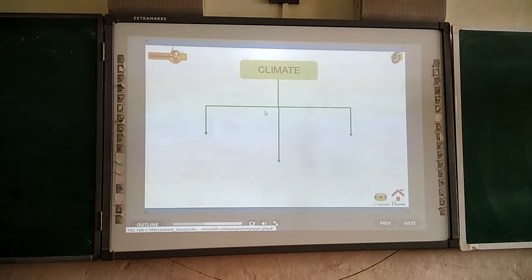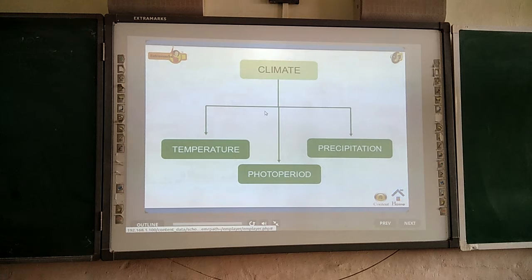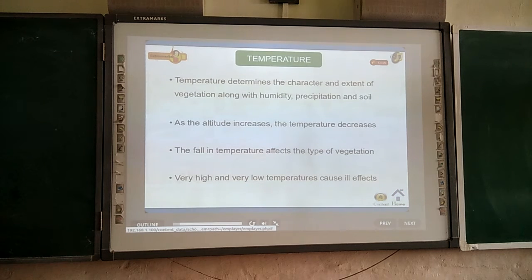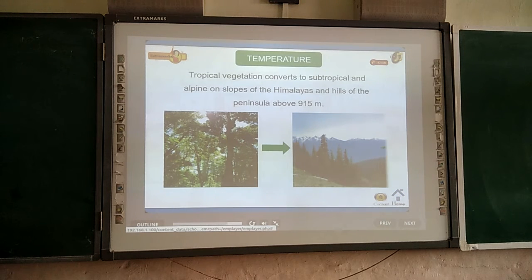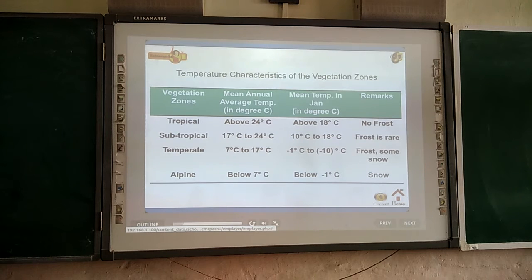Now, let's discuss the three climatic factors, that is, temperature, photoperiod, and precipitation, which affect the growth of vegetation. Temperature. Temperature determines the character and extent of vegetation along with humidity, precipitation, and soil. As the altitude increases, the temperature decreases. The fall in temperature affects the type of vegetation. Very high and very low temperatures cause ill effects. Tropical vegetation converts to subtropical and alpine on slopes of the Himalayas and hills of the peninsula above 915 meters. Have a look at this table, which shows the temperature characteristics of different vegetation zones.